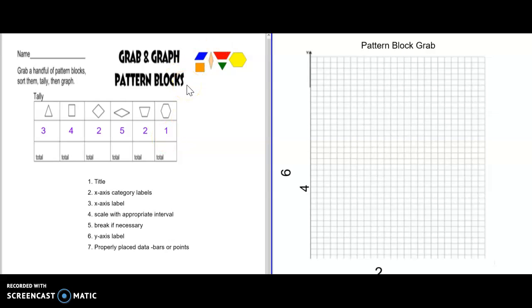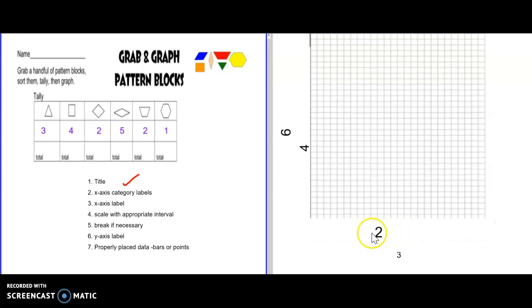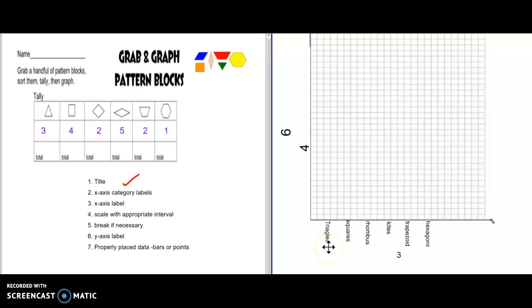So my title already came in. This was pattern block grab, so boom, title done. So my x-axis categories. Now you're gonna notice something different here. Let's see what happens. Okay, so I have triangles, squares, rhombus, kites, trapezoids, and hexagons. Now notice those words are not right below a line this time. They're right below a space. Okay, let's think about why that might be. Okay, and I'll come back to it here in a second.